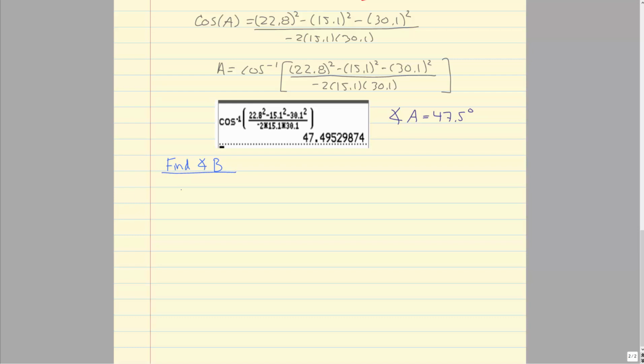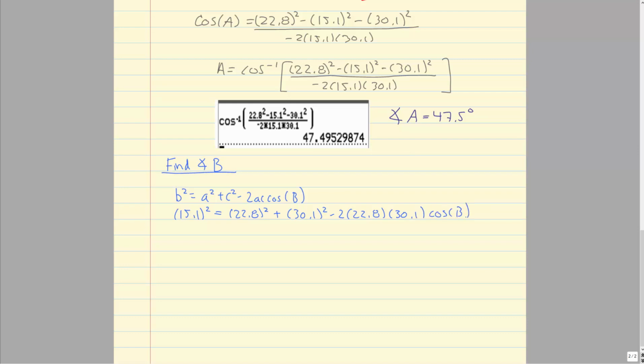So if we want to find angle B, we definitely could go with the law of cosines. That would be b squared equals a squared plus c squared minus 2ac cosine of b. And we can just go ahead and plug in our numbers. When we're plugging in our numbers here, we have b squared, that was 15.1 squared, equals a squared, which was 22.8, plus c squared, which is 30.1, minus 2 times a times c times the cosine of b.